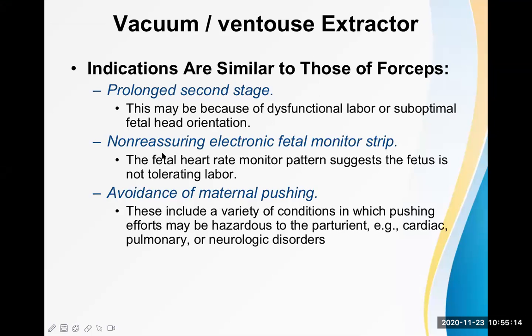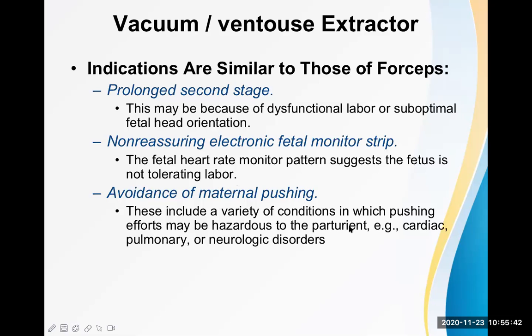Non-reassuring electronic fetal monitor strip means the fetus is not tolerating labor. There may be features of fetal distress. Either fetal heart rate is increased more than 180 per minute or decreased below 100 per minute. So we need to quickly take the baby out. What is the way? Vacuum, forceps, or cesarean section. So vacuum is one of them.